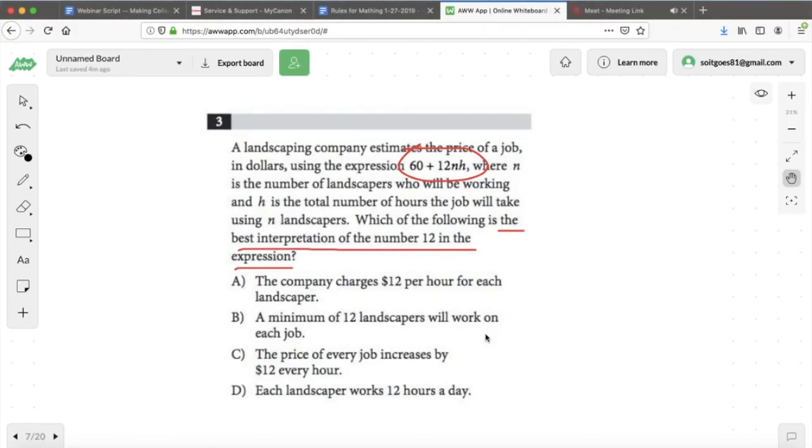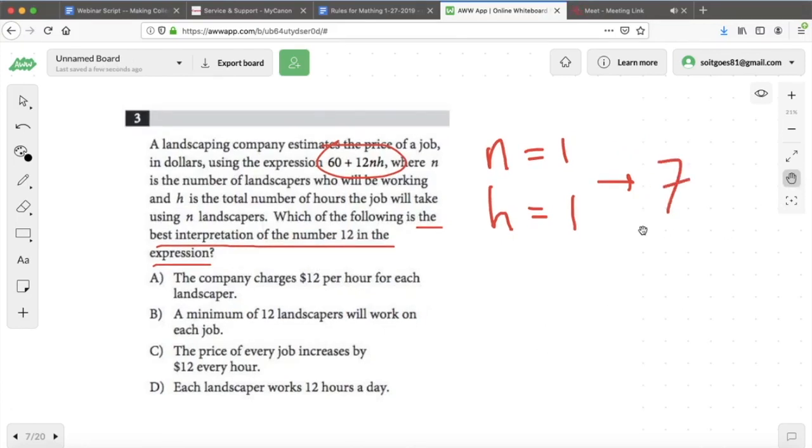Let's deal with some real values, okay? I want to find out what happens when n is 1 and h is 1. What is the cost of the job going to be, Sarah, when n is 1 and h is 1? Remember, the cost of the job is 60 plus 12nh. So what's the price of the job going to be? Yeah, it's 72. It's going to be $72. Okay, we know that because of the expression.